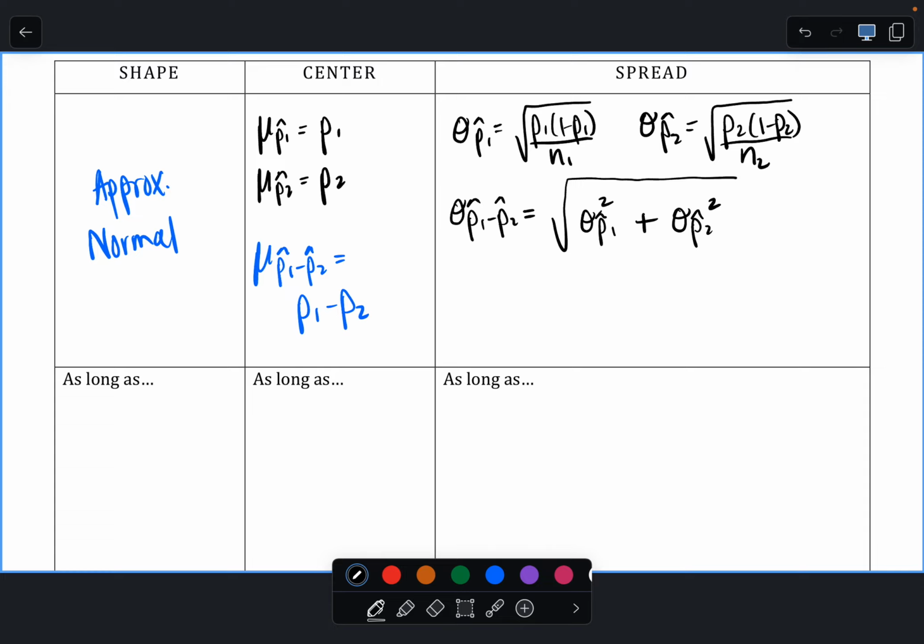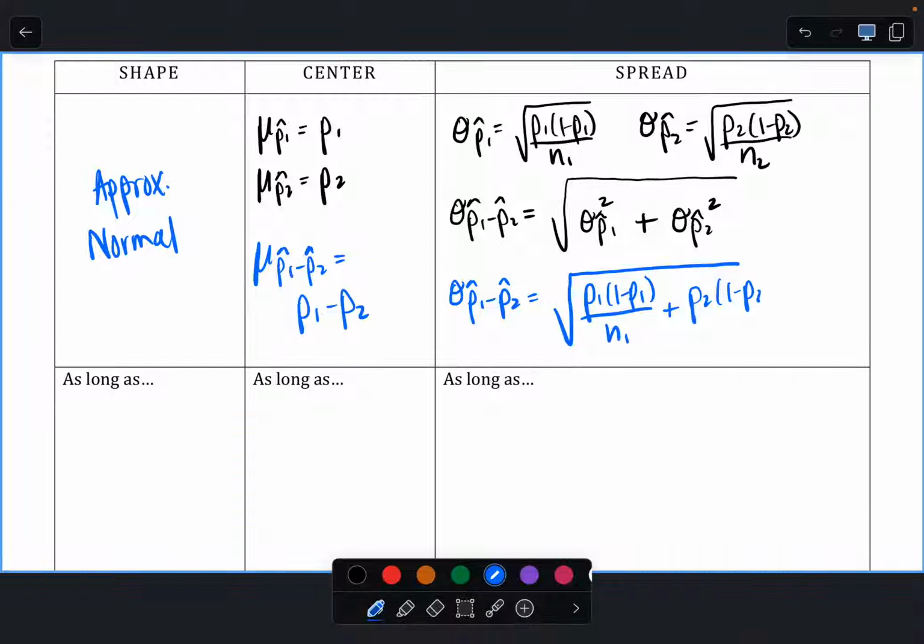So the resulting standard deviation formula, the part that matters, and this is the part that is on your formula sheet, is the square root of p1 times 1 minus p1 over n1, plus p2 times 1 minus p2 over n2. So the square roots go away over the individual standard deviations because of the fact that we're dealing with a variance.